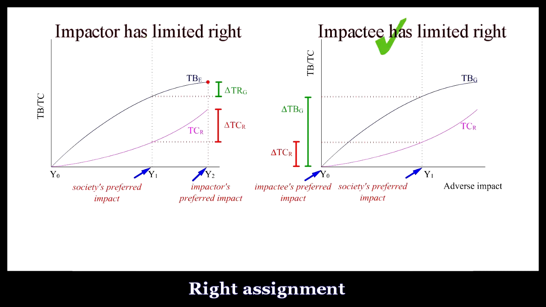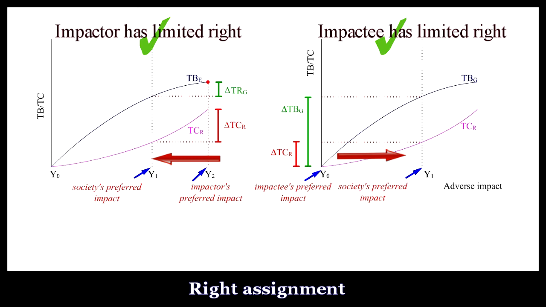Similarly, if the impactee has the right to suffer no more than Y1 impact, it would cost society less by forcing the impactee to put up with Y1 than requiring the impactor to compensate the impactee or shutting the impactor down. Since the impactee can suffer unilaterally, no negotiation cost is involved.